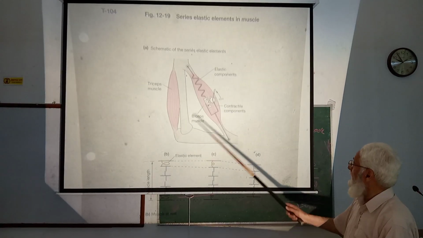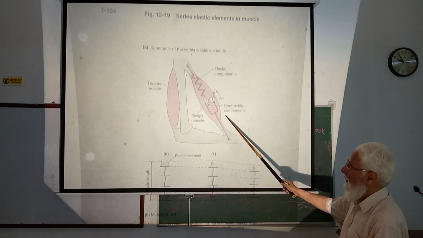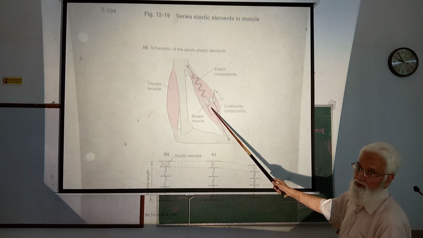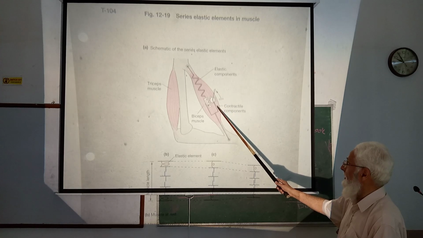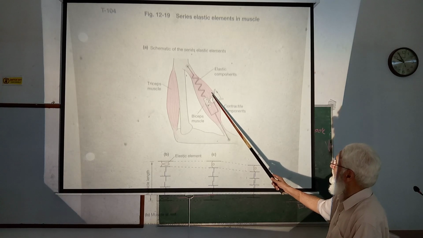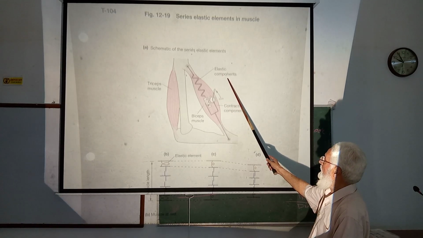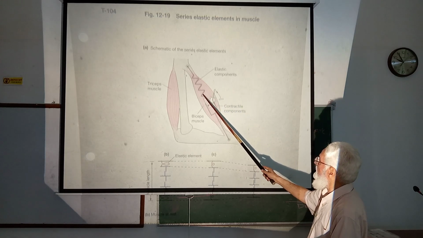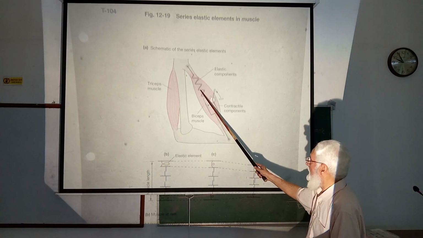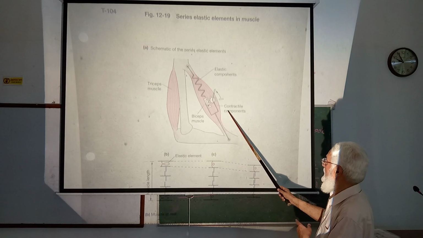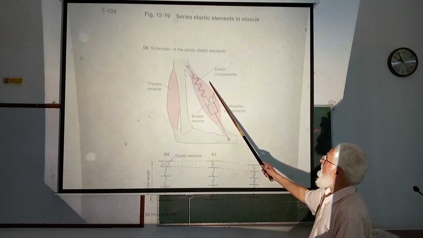One is the contractile component, consisting of actin and myosin filaments. And the other component in the skeletal muscle is the elastic component. This elastic component is in series with the contractile component.